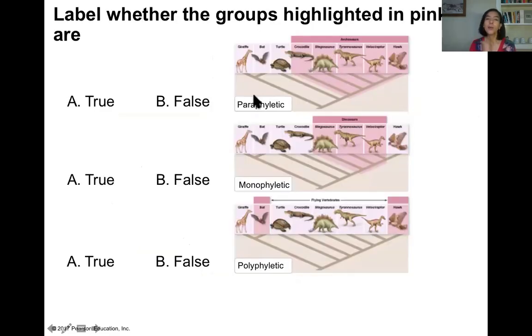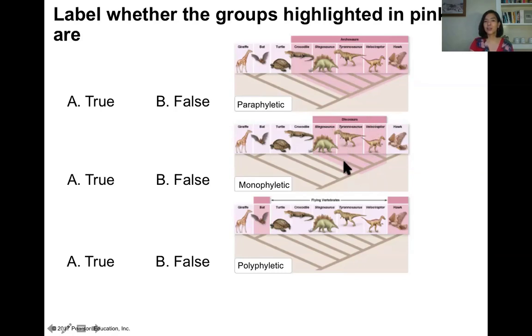So label whether the groups highlighted in pink are paraphyletic. For example, in here, is this group paraphyletic? The archosaurs. So the archosaurs are highlighted in pink. Are they paraphyletic? No, they are not. That's false. They are actually monophyletic. Now, check true or false if the dinosaurs, in the more strict sense, are monophyletic.